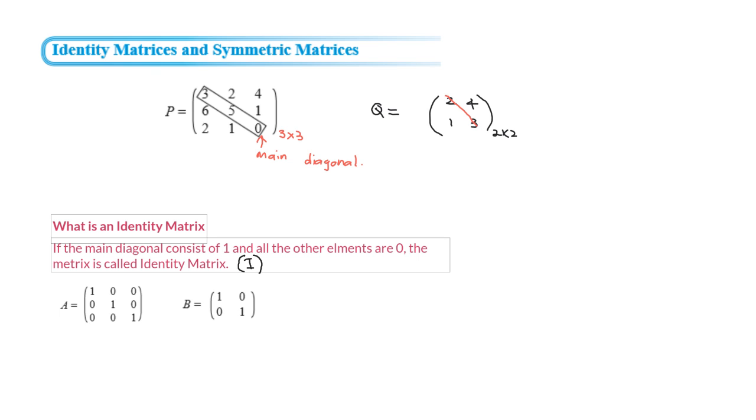Using this we can write I 3 by 3 is equal 1 0 0 0 1 0 0 0 1. Here no need to write the order there. And we can write I 2 by 2 is equal 1 0 0 1.